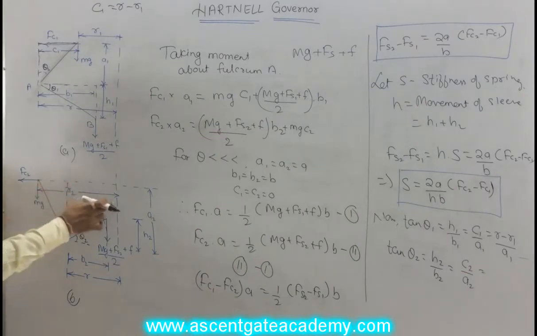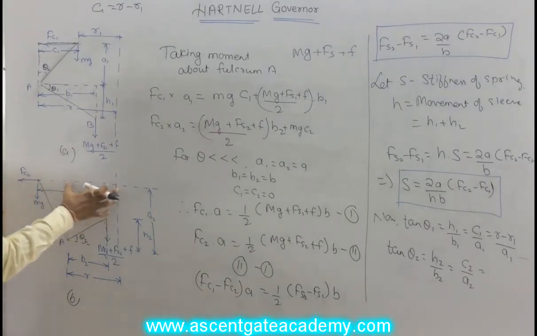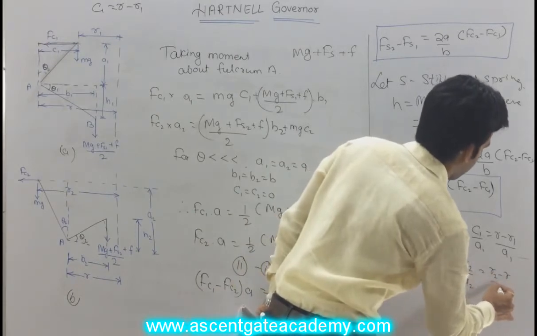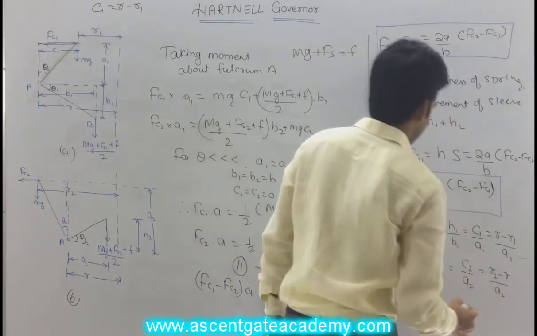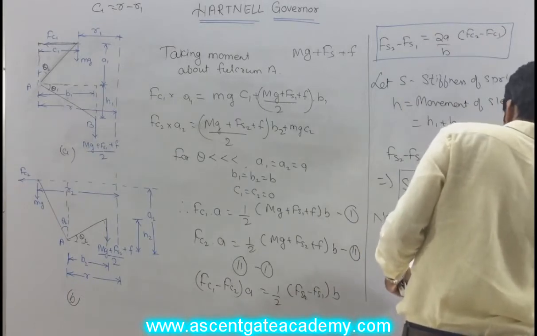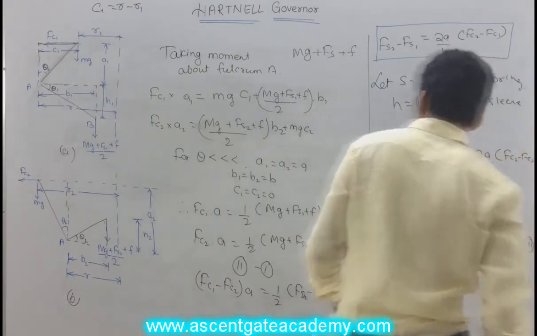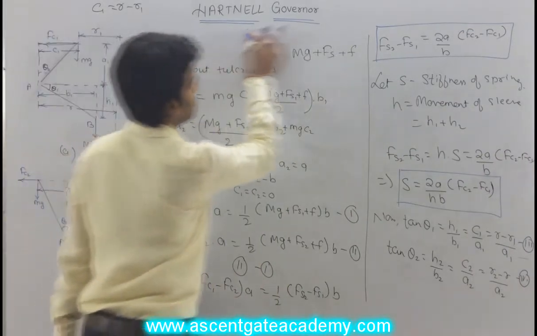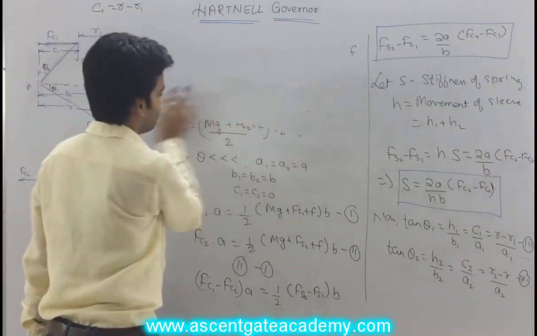Okay. And what is this c2? What can we write c2 as? This can also be written as r2 minus small r. So this is equal to r2 minus r upon a2. Okay. Give this as equation number 3 and equation number 4. Clear or not? Okay. Now adding equation 3 and 4.